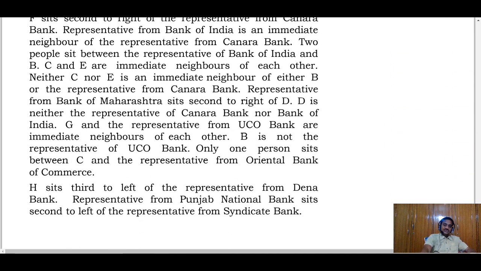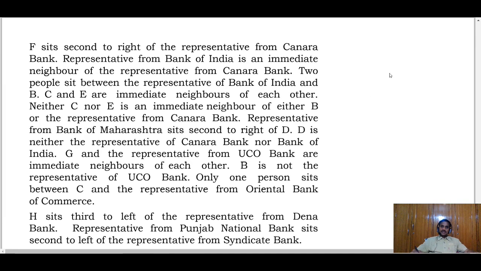The next one: F sits second to the right of the representative from Canara Bank. Now F is seated second to the right of Canara Bank. 1, 2, 3, 4, 5, 6, 7, 8. And the representative of Bank of India is an immediate neighbor of Canara Bank.